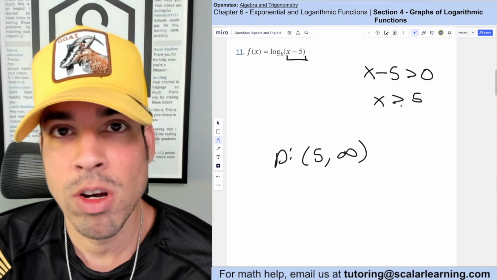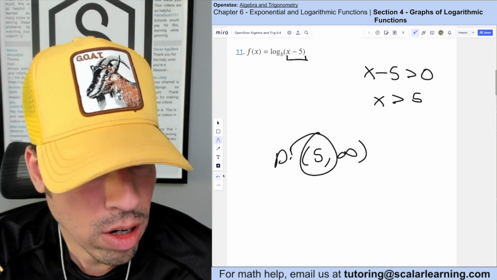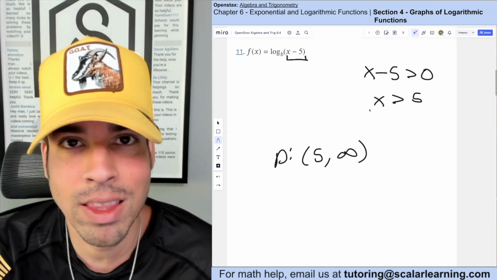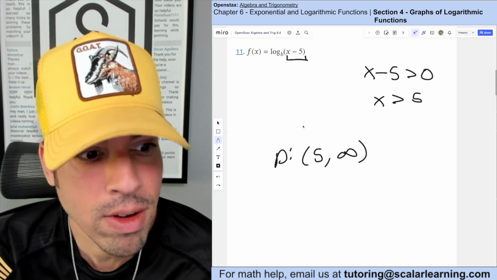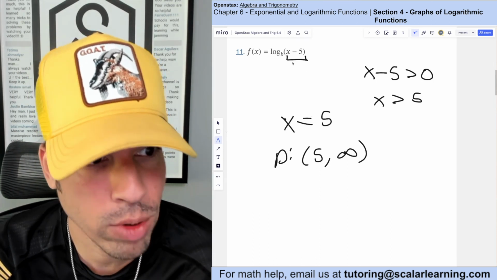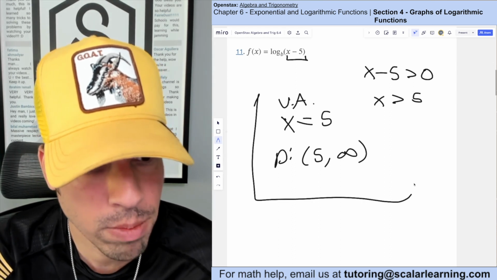Now, when we talk about the vertical asymptote, it actually exists at the start of this domain restriction, right? So if we're starting at 5, that means x can never equal 5 or be less than 5, which means that is the vertical asymptote. It's actually at x equals 5 when this thing zeroes out. So here's your vertical asymptote, here's your domain, boom, done.